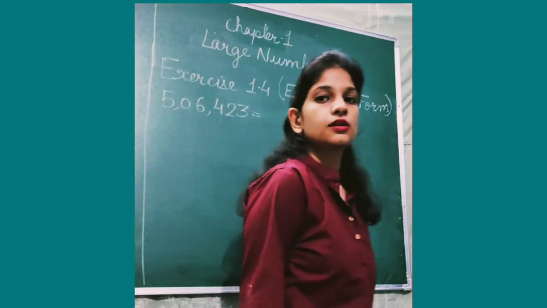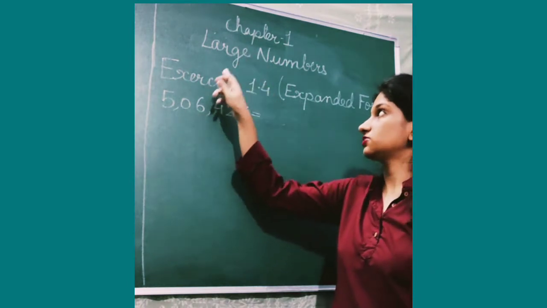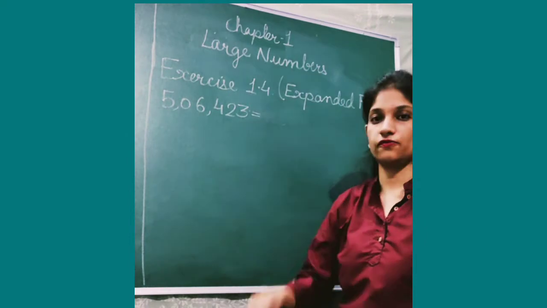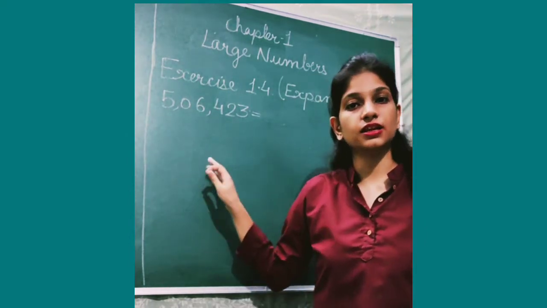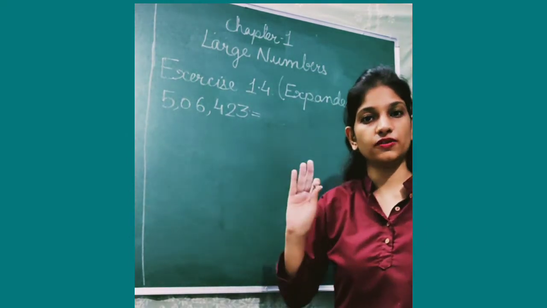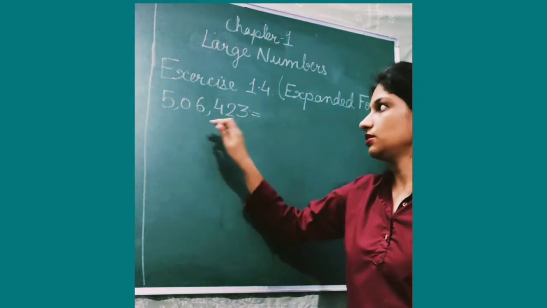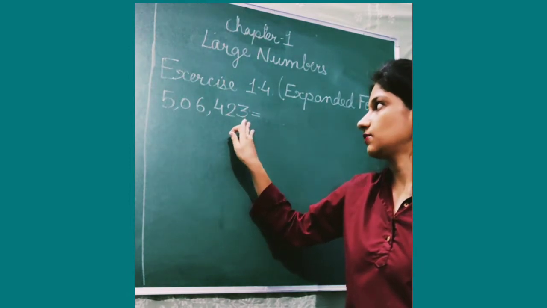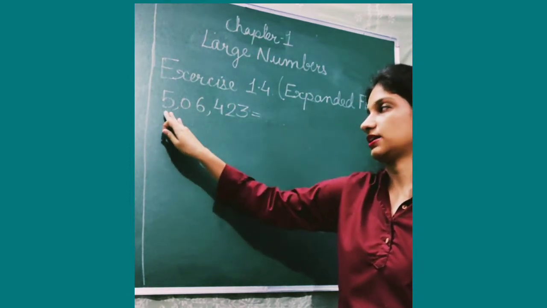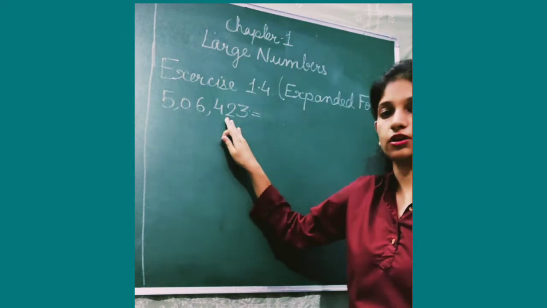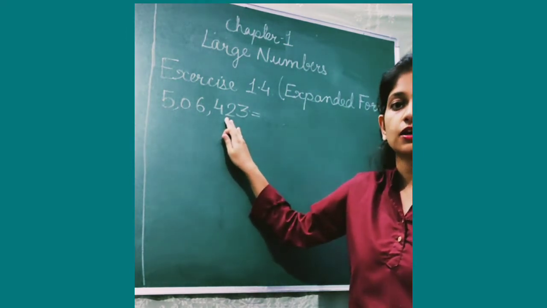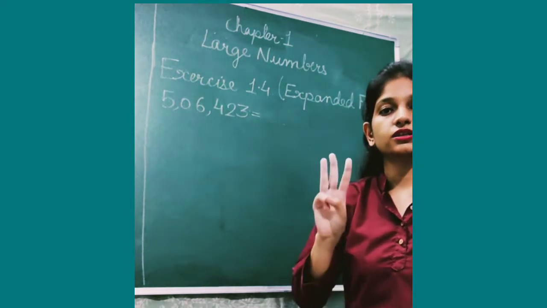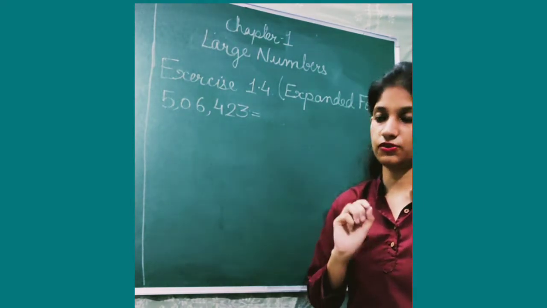Good morning, students. So today we'll be studying chapter 1, large numbers, exercise 1.4, expanded form. To write any number in expanded form, we have three different ways. Here, for example, I have a six digit number, 5,06,423. Now I am going to write it down in expanded form in three different methods. So let us start with the first one.